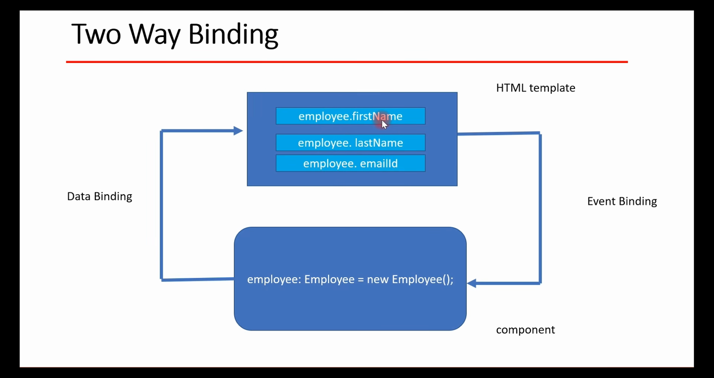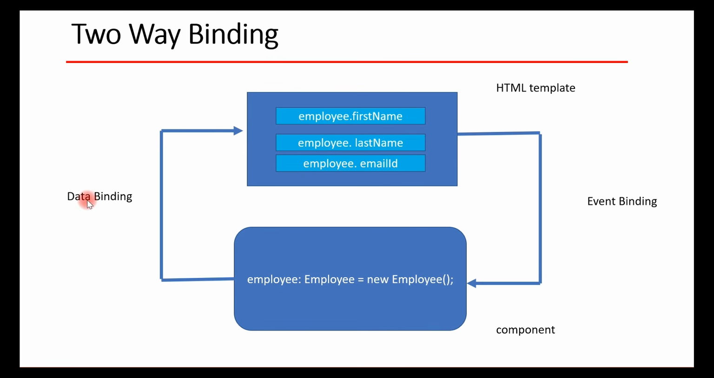Whenever I enter something in the first name, last name, and email ID input controls, then the corresponding properties will automatically get updated in the component class. And whenever I make some changes to the model properties in the component class, then the corresponding properties will get updated in the HTML template. So this is how two-way binding works in Angular.